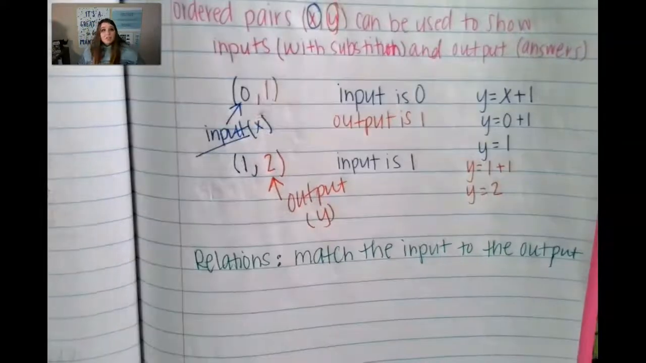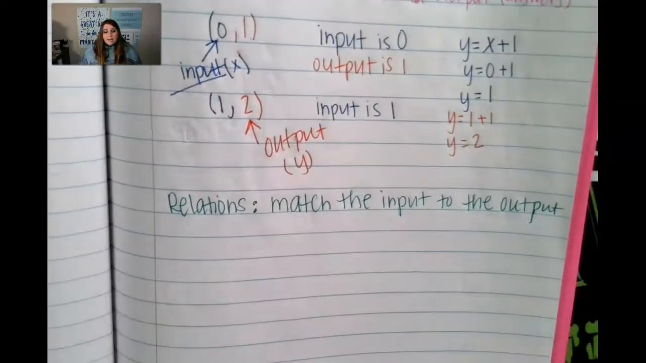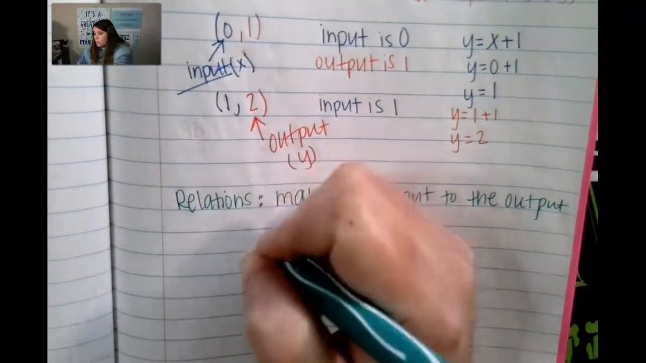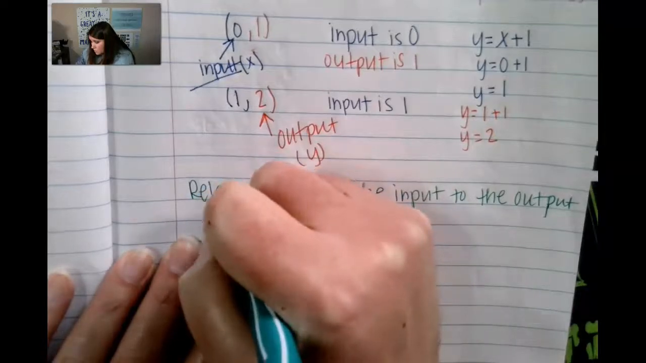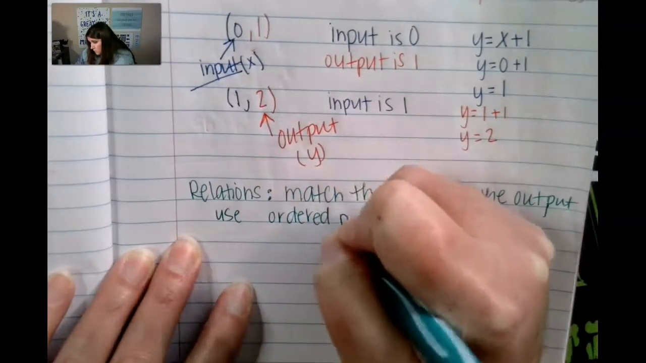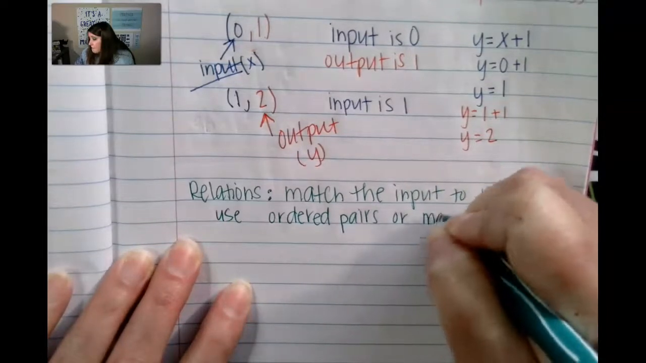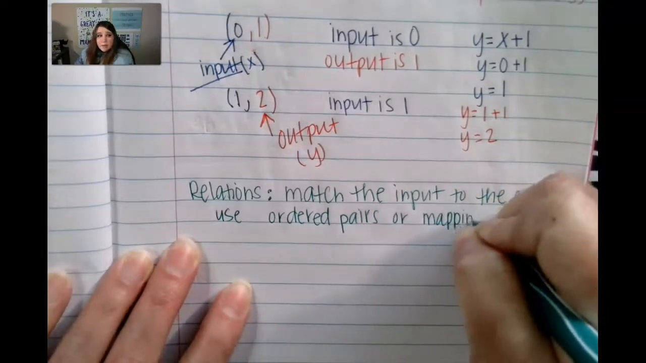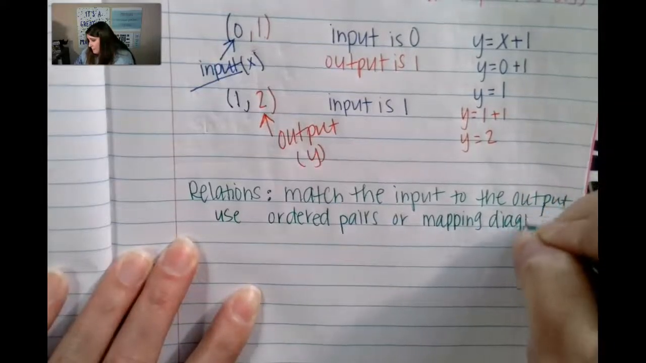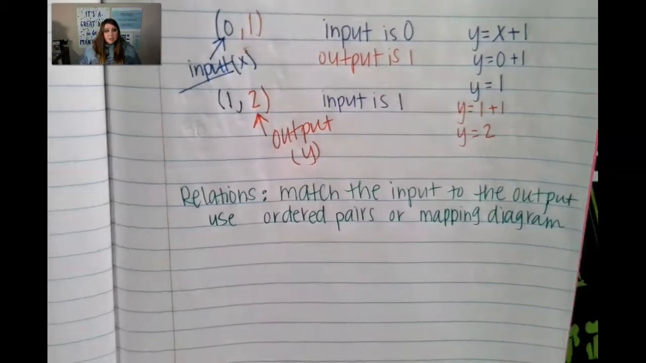And we can do this in two different ways. We can match inputs and outputs two different ways. You can either use ordered pairs, or you can use a mapping. It's called a mapping diagram. So you can use either of these things.